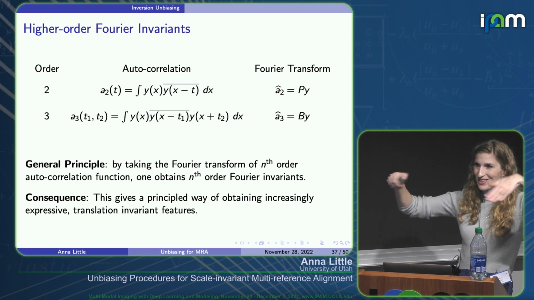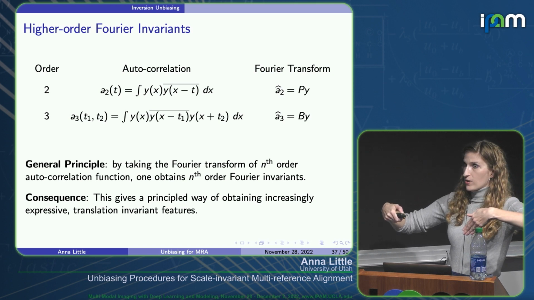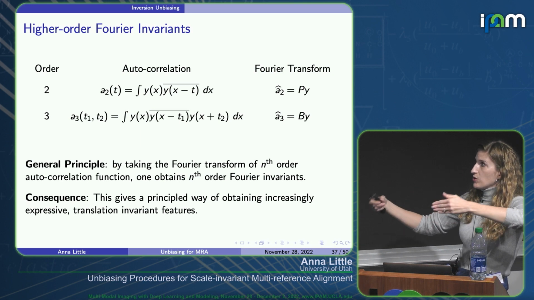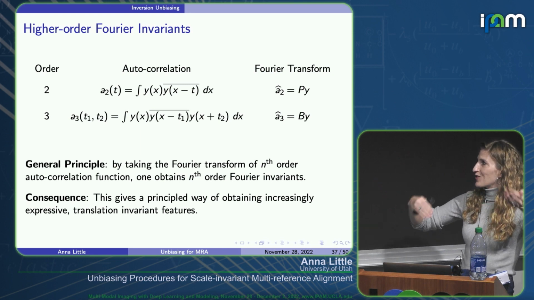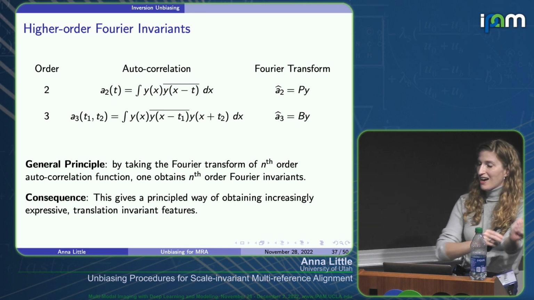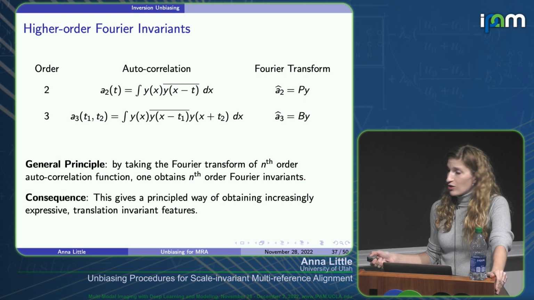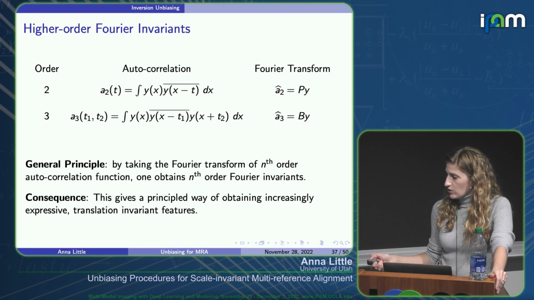And in principle, you can keep going. You can define higher and higher order autocorrelation functions and take their Fourier transforms. So you can get richer and richer, more expressive translation invariant features with this procedure. In general, we don't usually need to go past the bispectrum because the bispectrum is invertible under pretty general conditions. So this is usually enough.